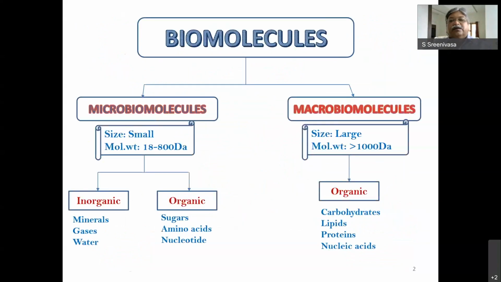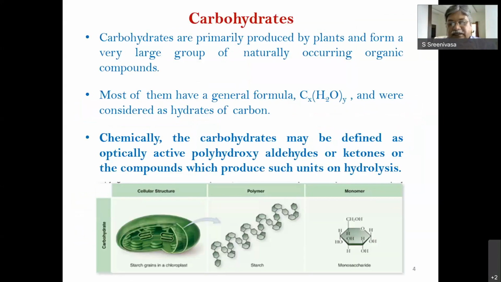When you come to biomolecules, we have different varieties of classification based on size and molecular weight. Inorganic minerals, gases, and water will be there. Similarly, organic units like simple sugars, amino acids, and nucleic acids will be there as micro biomolecules. There are large biomolecules whose size is more than 1000 daltons: carbohydrates, lipids, proteins, nucleic acids. You can have their classification.